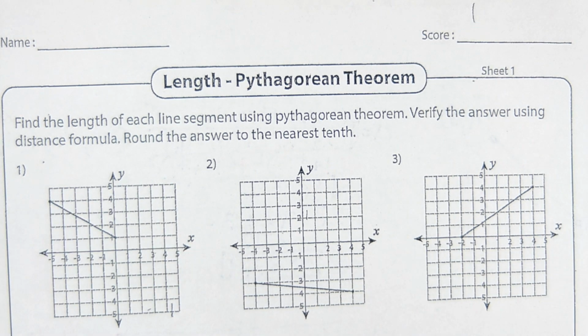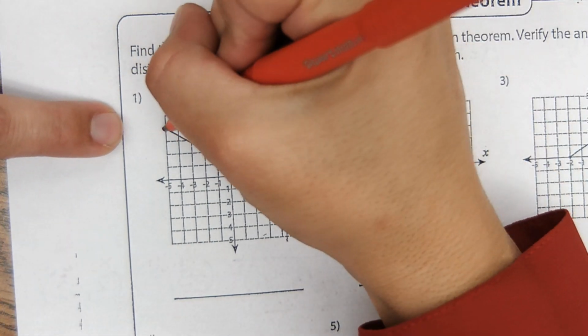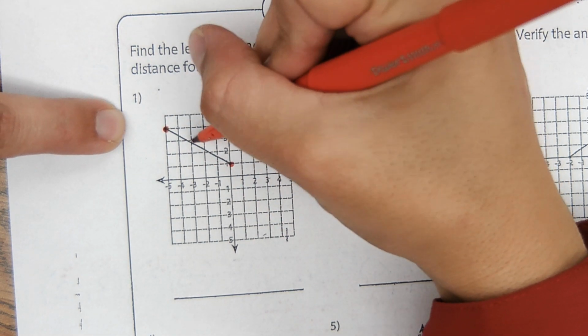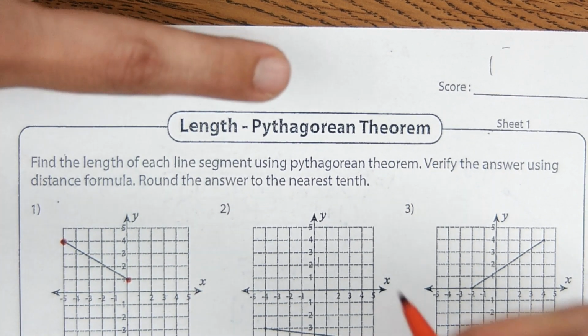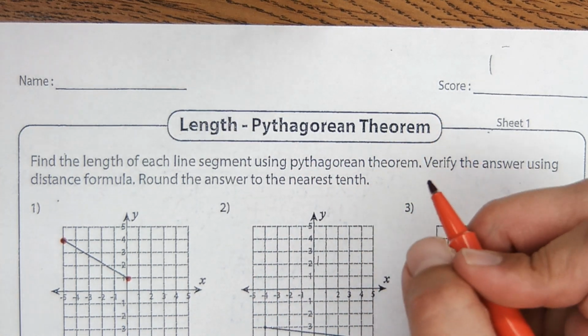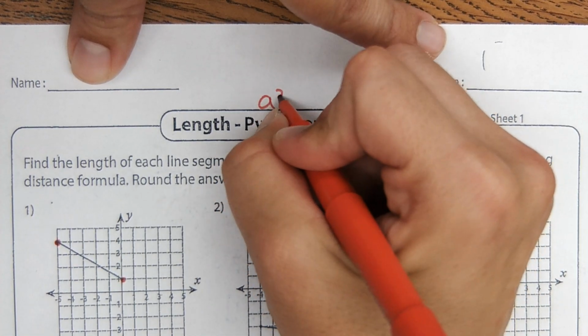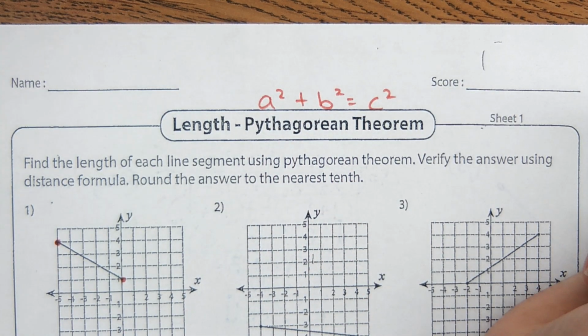So on this side, it's kind of the same thing. We're finding the distance between 2 points, or the length of this diagonal line. But this way we're actually going to use Pythagorean Theorem. Do you remember the Pythagorean Theorem from 8th grade? Pythagorean Theorem is a squared plus b squared equals c squared. Does that sound familiar? Okay.